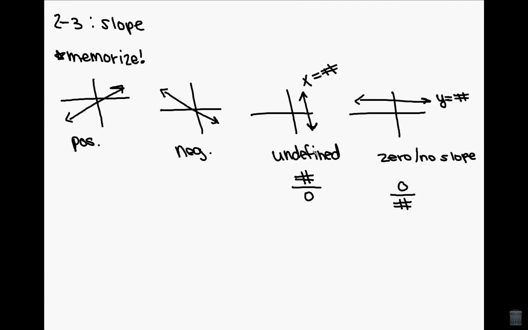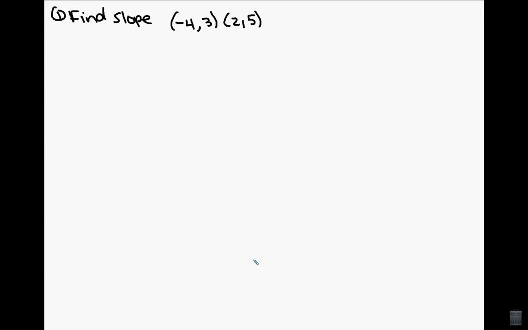So again, this is super important. You need to try to memorize it. It will make things a lot easier and a lot quicker for you. Okay, number 1 on an example for this. Find the slope of the ordered pairs -4, 3, and 2, 5.